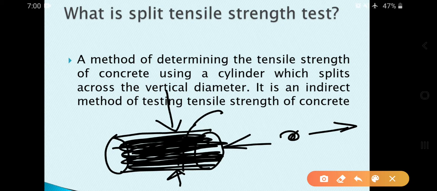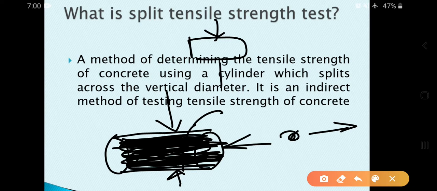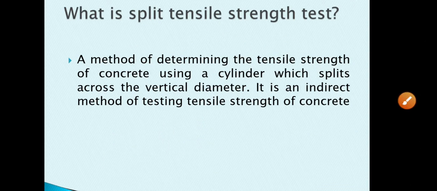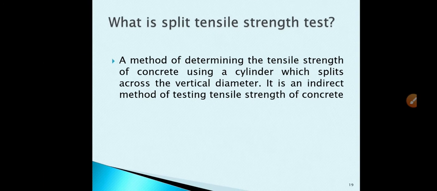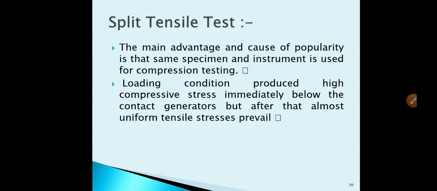So we cannot apply this type of load. So we are applying a same compression load on the cylindrical mold. While applying the load, automatically this cylinder will be split into left and right side. So this testing can be adopted for the determination of split tensile strength of concrete.